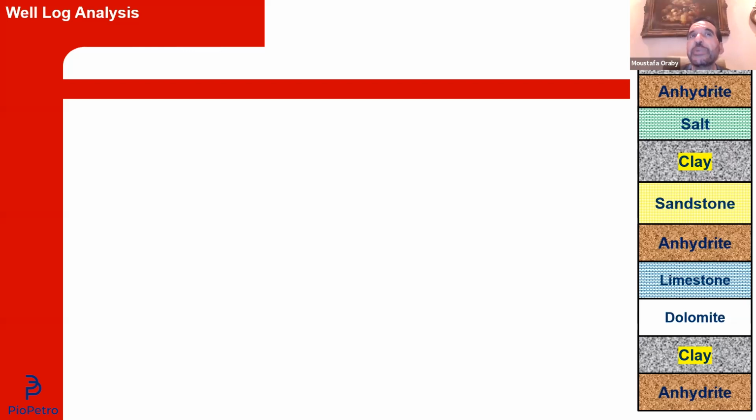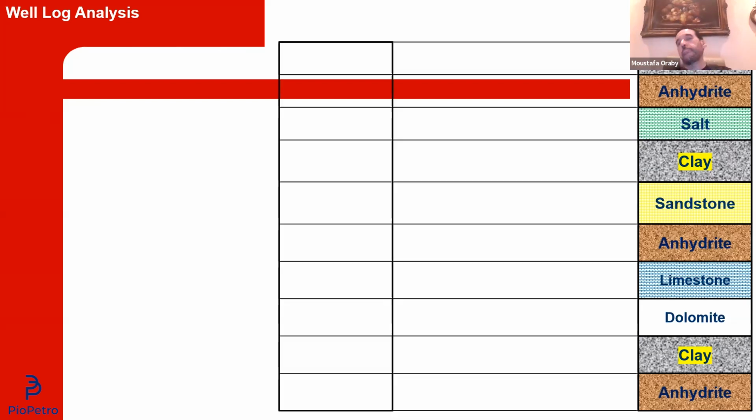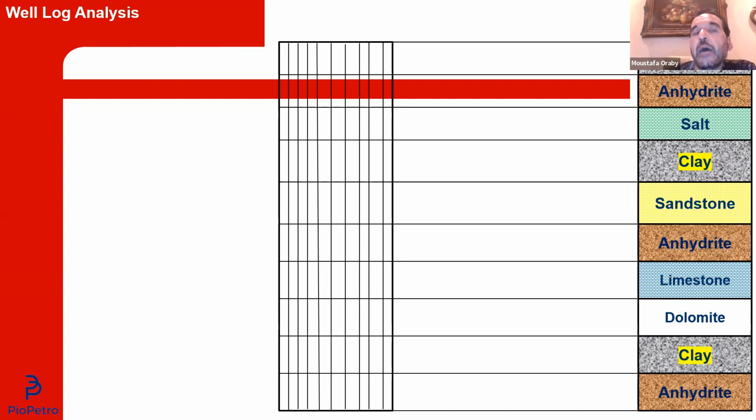I can actually predict, before I even put the tools inside my wellbore, how the tool will react if it sees any of these rocks. Okay, so let's go one by one. In the first track, I will divide it from 0 to 150, and this is my gamma ray track.